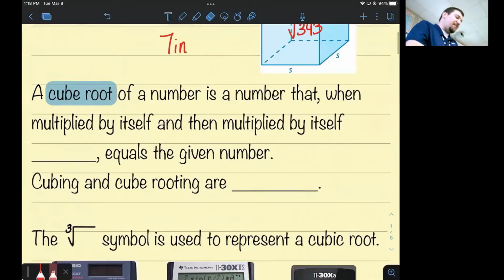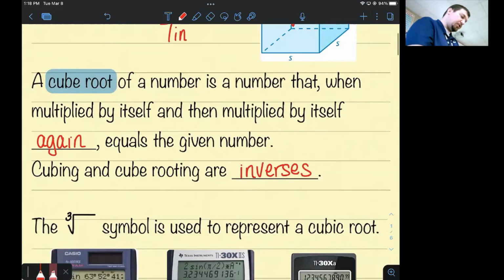A cube root of a number is a number that when multiplied by itself and then multiplied by itself again, so 3 total times, equals that given number. Cubing and cube rooting are inverses. There's your cube root symbol.